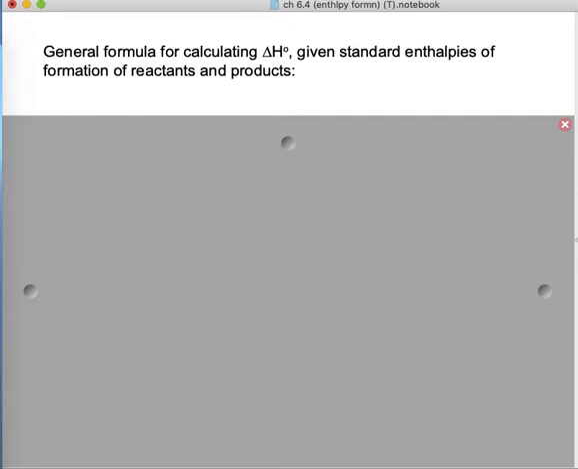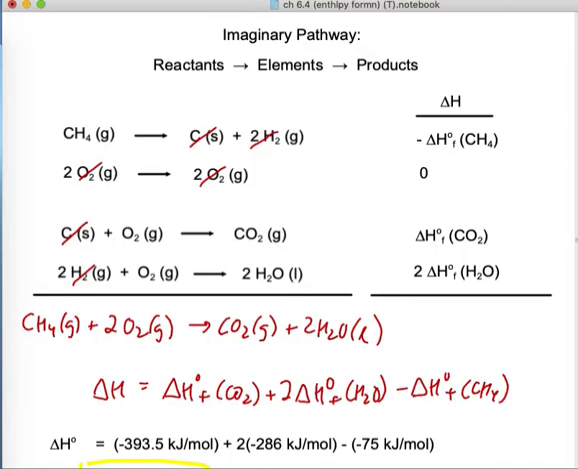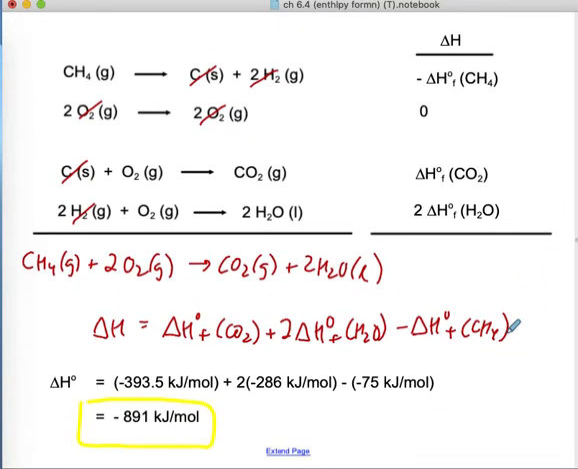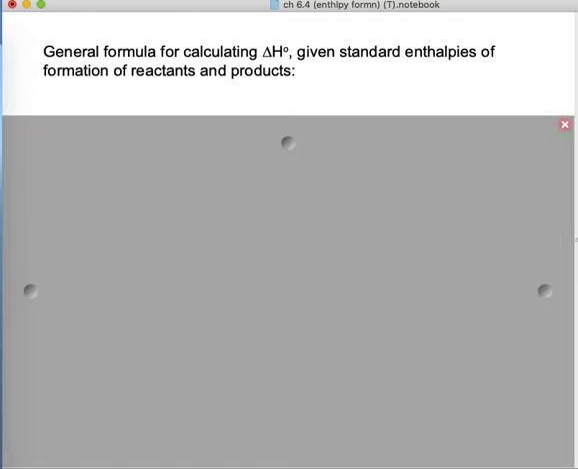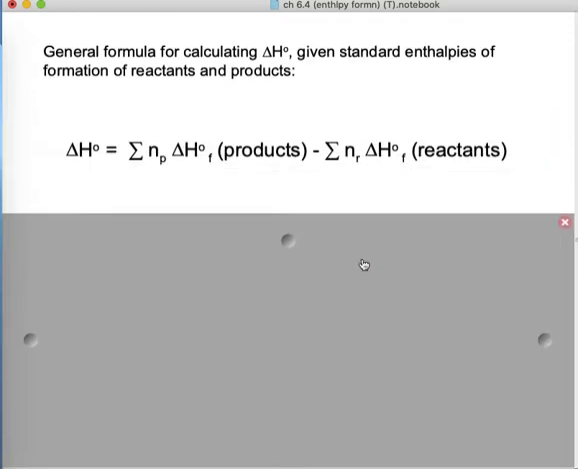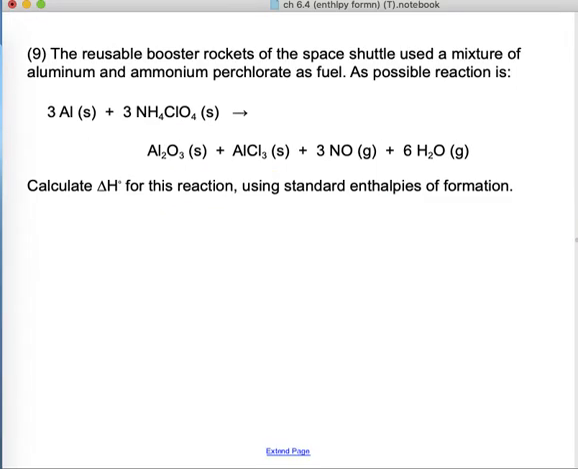Before I get to that, here's the general formula. You can see it in a very specific way here, because in this problem, I have the standard enthalpy of formation of the two products minus the standard enthalpy of formation of the one reactant that's not a pure element. So the general formula looks like this. The enthalpy change for reaction is equal to the sum, remember capital sigma means sum, of the standard enthalpies of formation of each of the products multiplied by their stoichiometric coefficient, minus the sum of the standard enthalpies of formation of each of the reactants multiplied by its coefficient. Okay? So let's do an example problem.